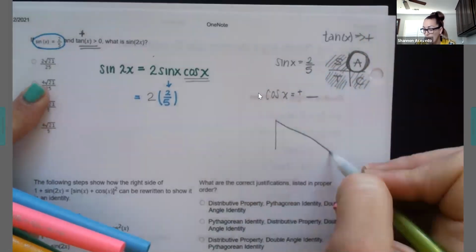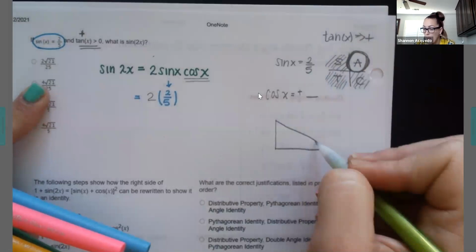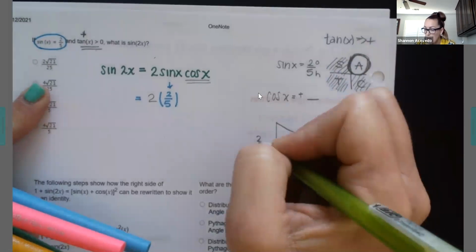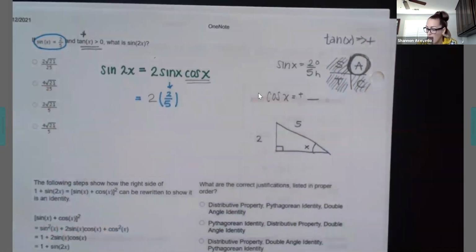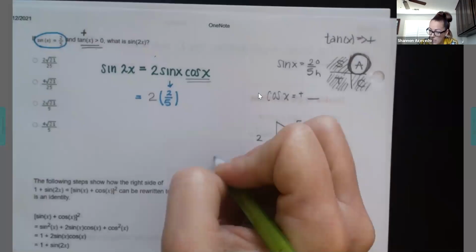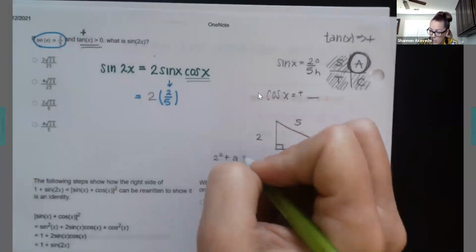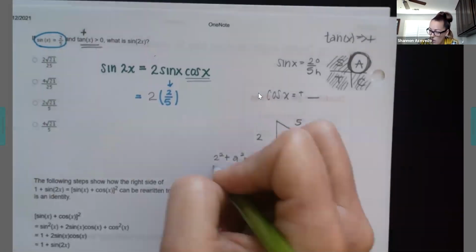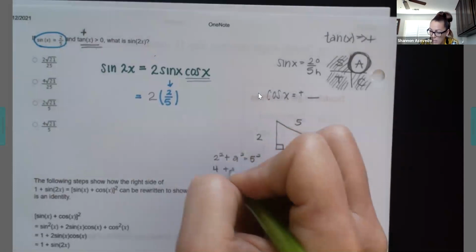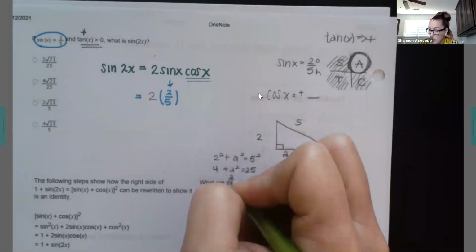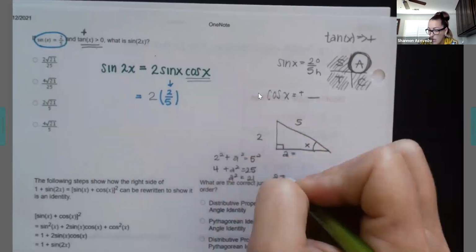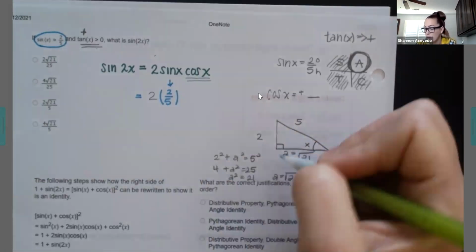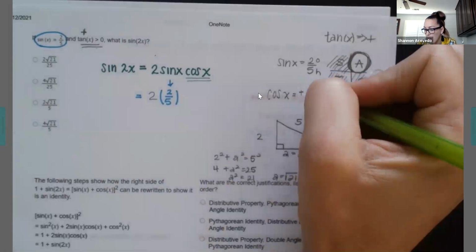Now I look at my triangle. This is my opposite over my hypotenuse. So my opposite side is 2, my hypotenuse is 5, and I would use my Pythagorean theorem. 2 squared plus my adjacent side squared is equal to 5 squared. So we need to figure out what my adjacent side is. So 4 plus a squared is equal to 25. A squared is equal to 21. So a is going to be the square root of 21. Cosine then is adjacent over my hypotenuse, so it's square root of 21 all over 5.